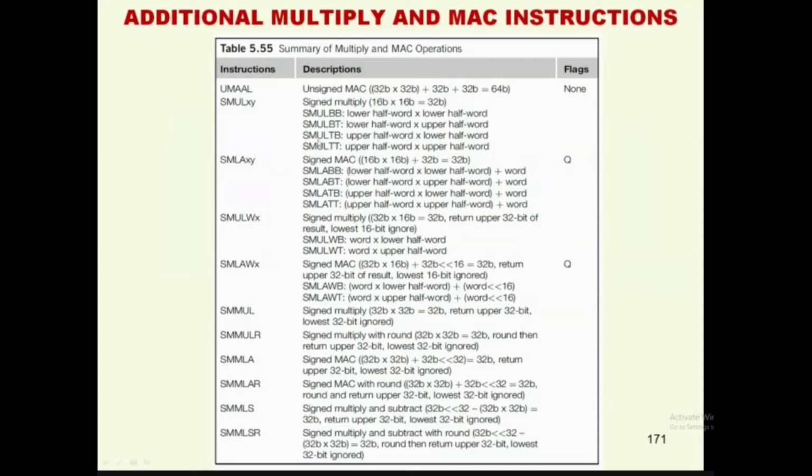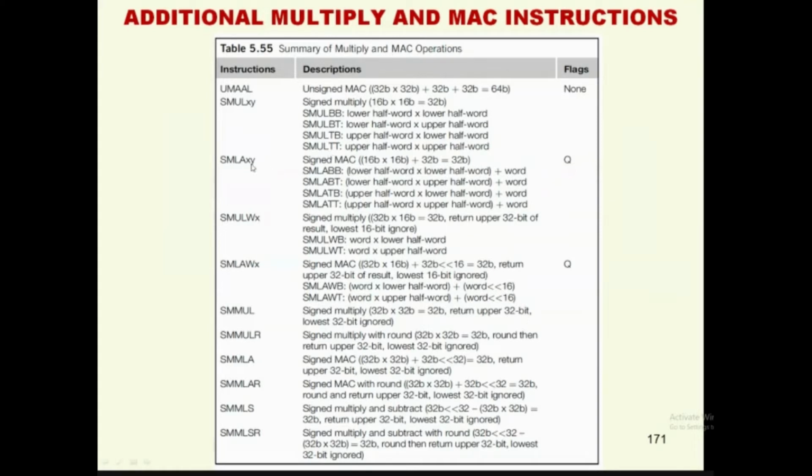And there are subdivisions. Signed multiply, lower half word. Signed multiply, higher half word. Signed multiply, upper half word with lower half word. Upper half word with upper half word. Okay, so two lower half words, one lower half word and another upper half word, upper half word and lower half word, and upper half word and upper half word will be multiplied.